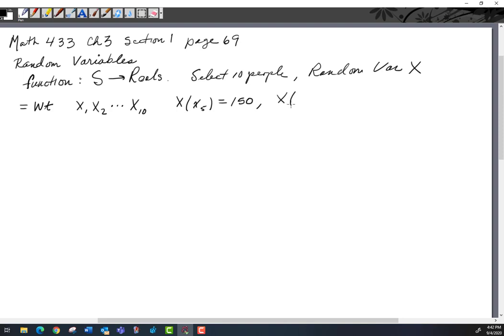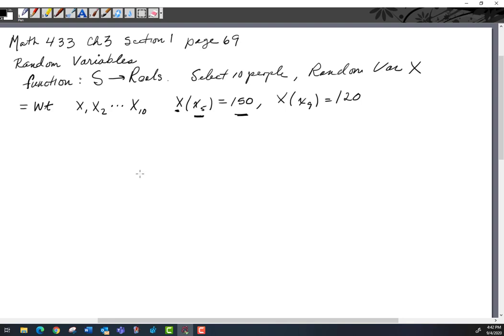And x, the random variable, of the person, say x9, could be 120 pounds. X is a function. It maps, this would be an element of the sample space, into the real numbers. So that's all a random variable is. But it's a very useful concept.